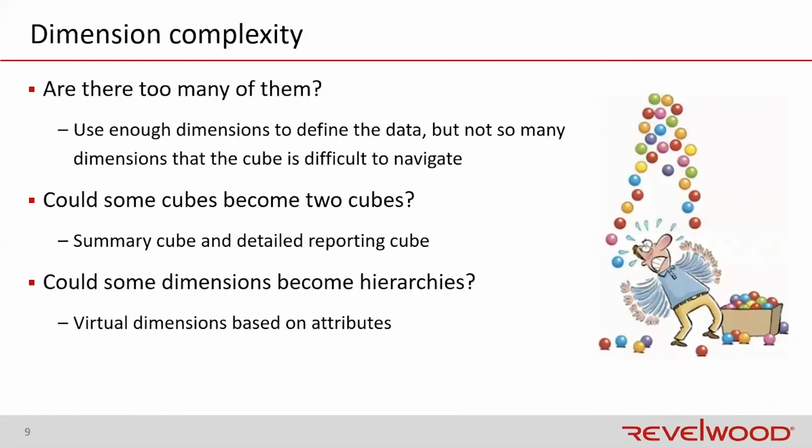But when you're looking at the dimensions, it's not just about the order. It's also about the complexity. How many dimensions do you have? Are there too many of them? This is where you walk that fine line of using enough dimensions to define the data, but you don't want so many dimensions that it makes it hard for the user experience.